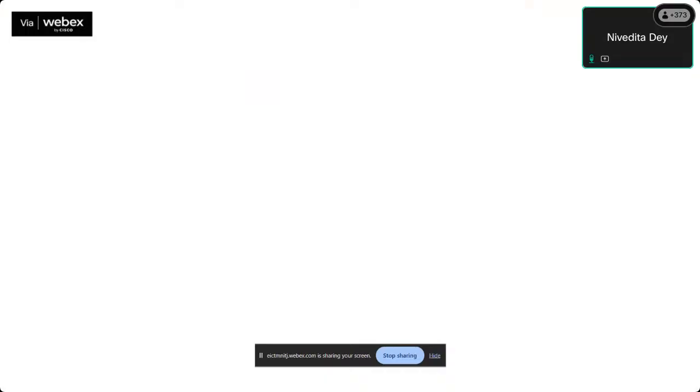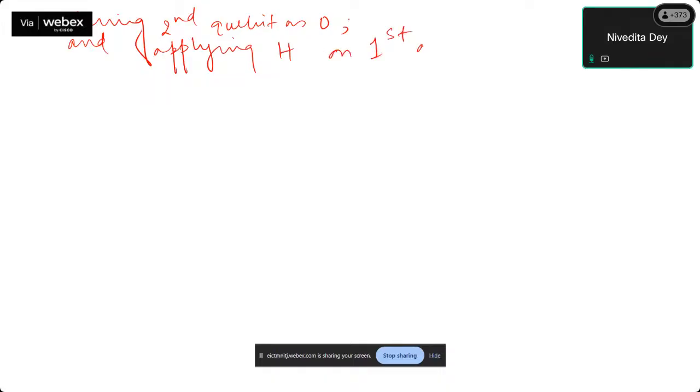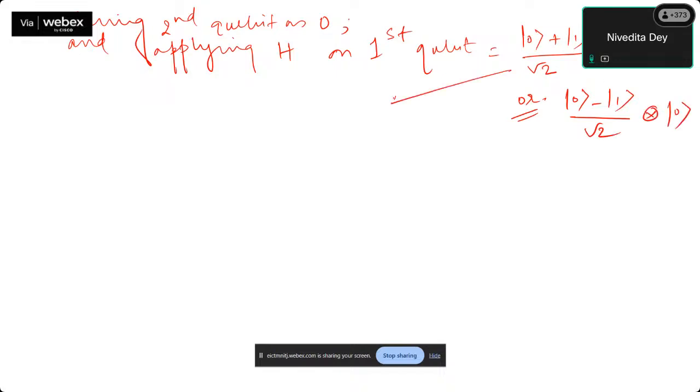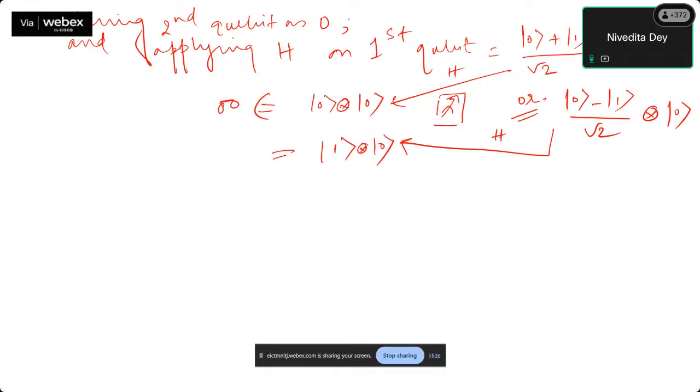So considering the second qubit as 0, and applying H on the first qubit, it can be either this thing, or it could be this, or it is 0 minus 1 by root 2 times it was 0. Now, if I measure any of them, this is Hadamard, and a Hadamard and measure, so it will ultimately be 0, 0 here and 1, 0 here. So here it's 0, 0, or here it's 1, 0.